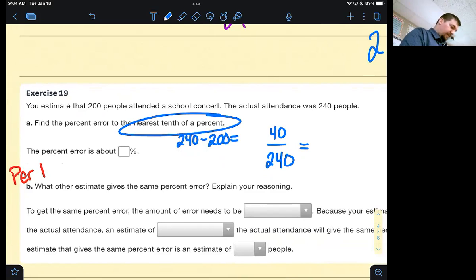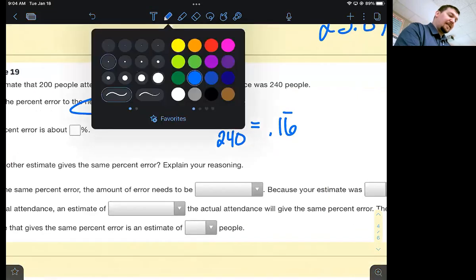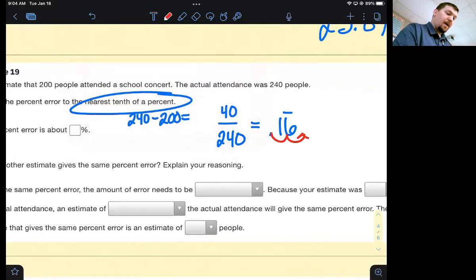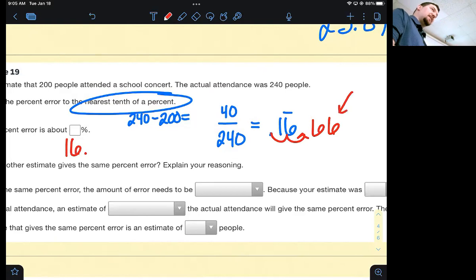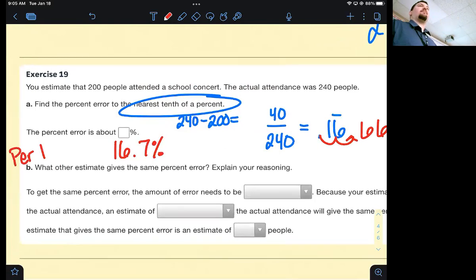So 40 divided by 240. 0.1, and then which number repeats? Just the 6. Okay, so I'm going to slide the decimal over twice, 1, 2, but there's another 6 there. In fact, there's an infinite number of 6s. So that's going to be 16 point. Does this 6 bump the other 6 to a 7? It does. So we'll say 16.7%, and we will finish part B of this problem tomorrow.